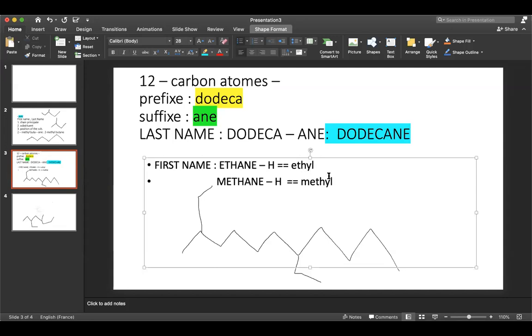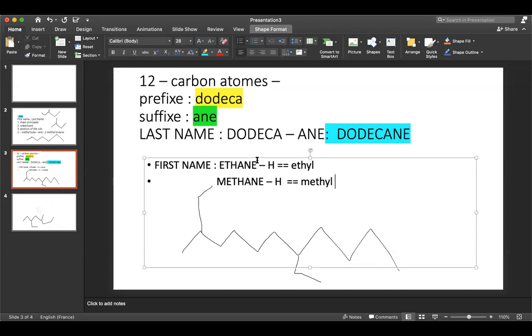Now, if we add propyl, for example, I'll add propyl later on. If you add propyl, which one comes first? Is it E? Is it M? So the first one automatically becomes E. Now, which one comes first between the meth and the prop? M or P? M. Exactly. M comes first, so it's going to be M, then P.